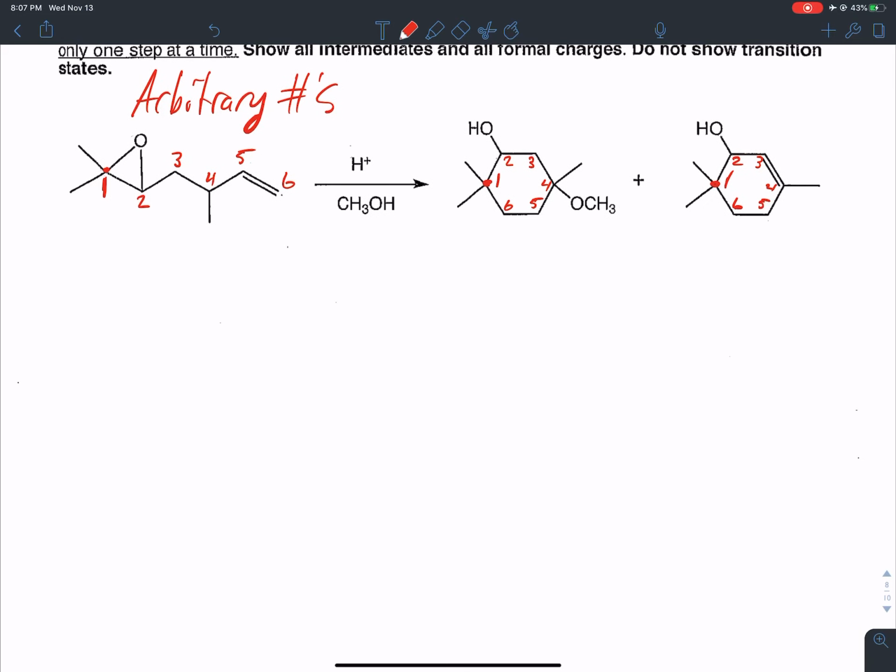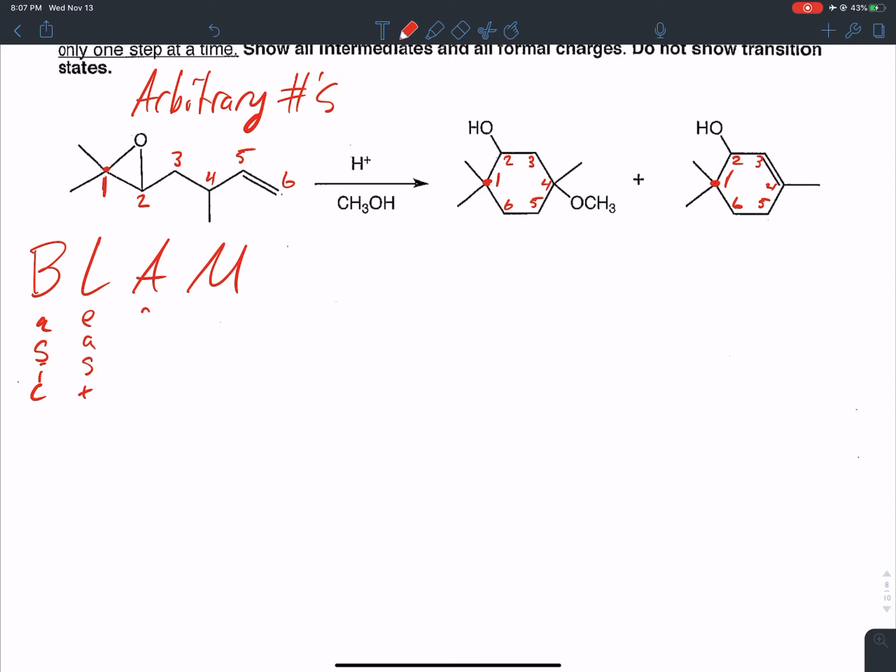So we have an epoxide opening. One thing I want to talk about with an epoxide opening, there's an acronym that should be really helpful. You may have already heard it, but it's BLAM. Pretty easy to remember, right? BLAM. What that stands for: basic, least, acidic, most.